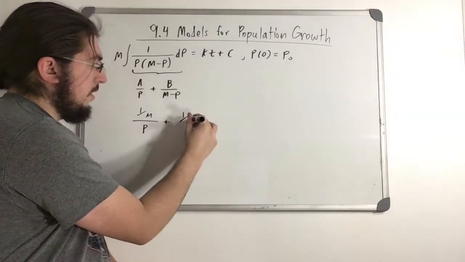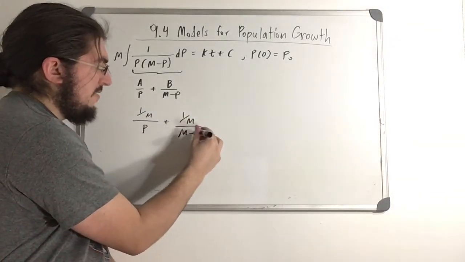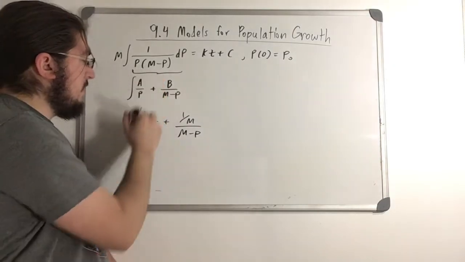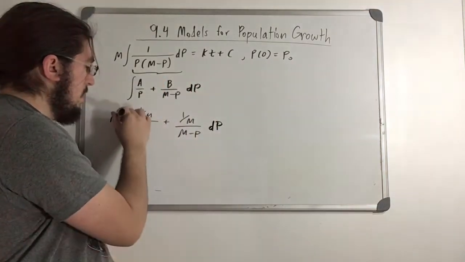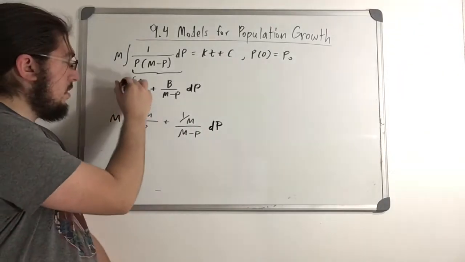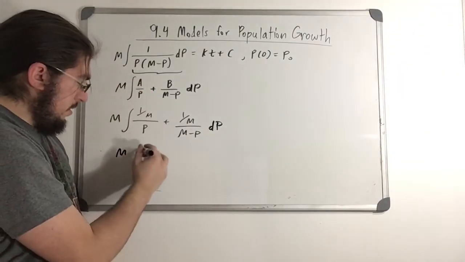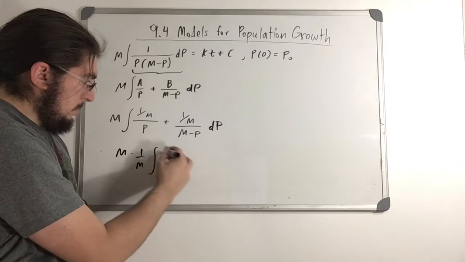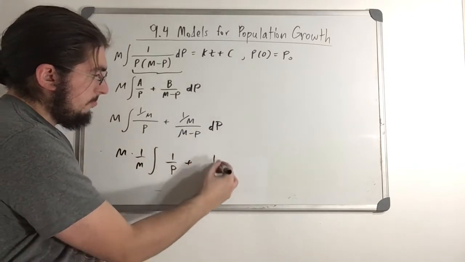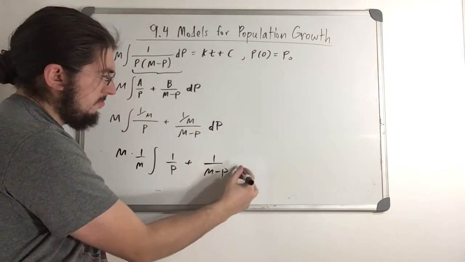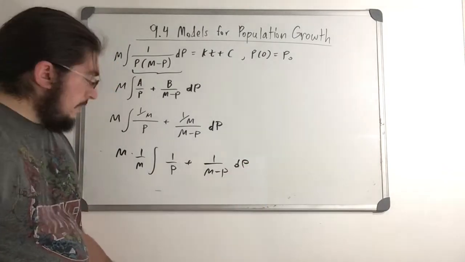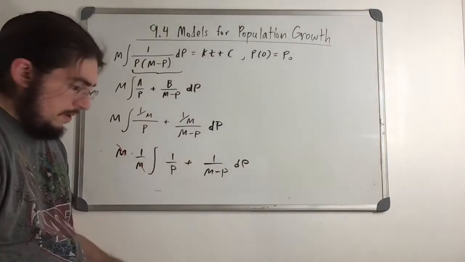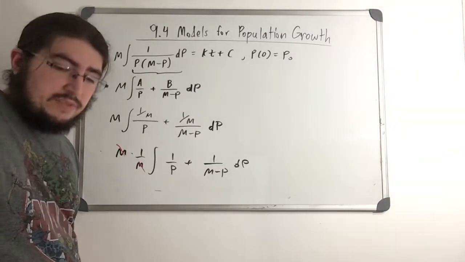b is also 1 over m. And if you pull 1 over m out of the integral, remember this is still inside of the integral dp, well, it'll cancel out this m, won't it? So if you pull 1 over m out, you just get this. And the m's cancel. Perfect. Now we can antiderive each of these.